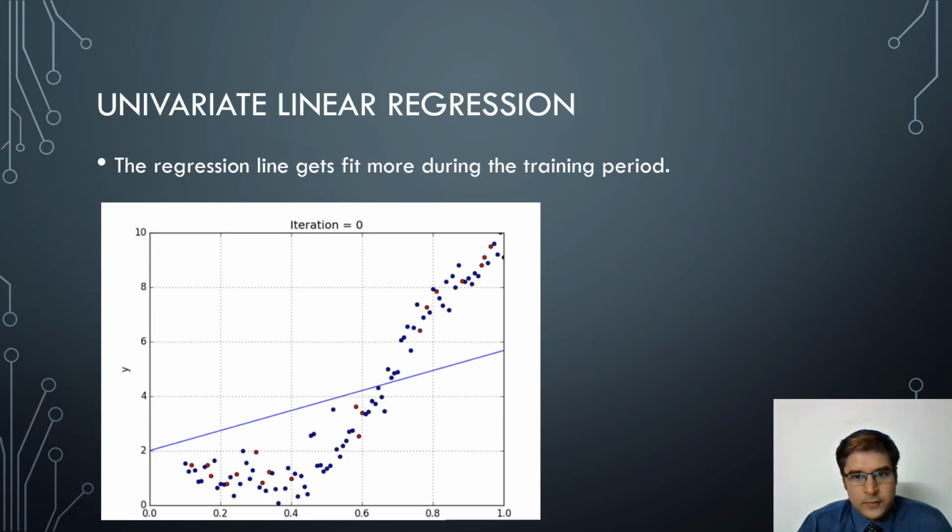Now we discuss univariate linear regression. In univariate linear regression, the regression line gets fit during the training period. This is a sample data in which we have the blue points as the training set data, and the red points as the test set data. And this is our predicted line, the linear regression line.